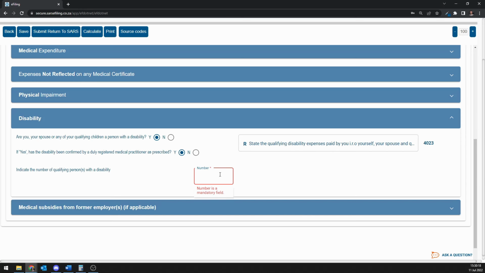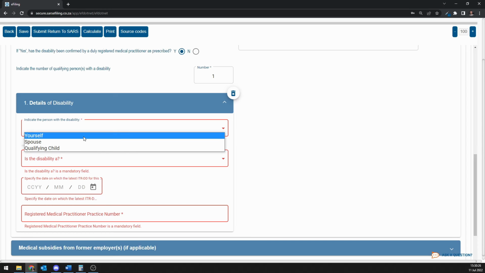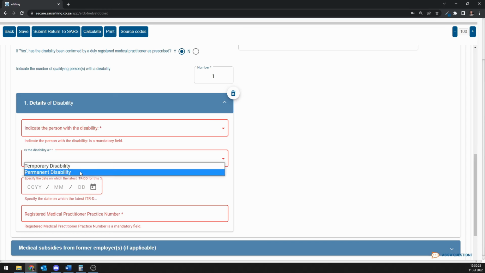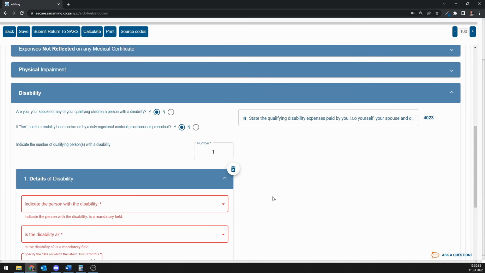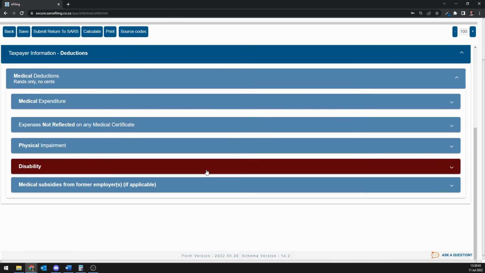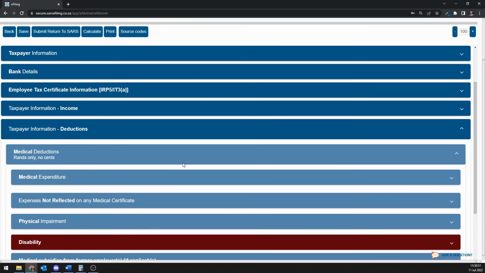Okay, so then you say it's only one person, and then you have to state these details, indicating the person, qualifying child, spouse, or yourself. The disability is either permanent or temporary, the latest date of the ITR double D, the medical practitioner that gave you the ITR double D, and then the total disability expenses that you incurred. Okay, and once that is completed, you can say yes, and then you can file the rest of the tax return like in the tutorial that I posted last week.